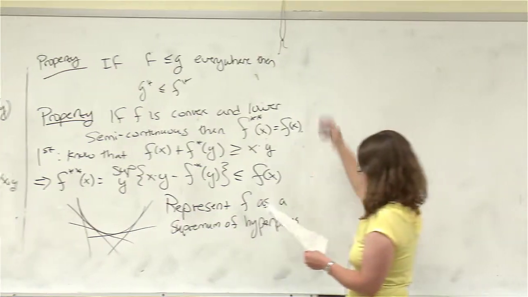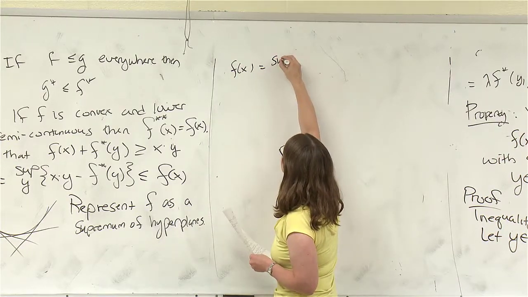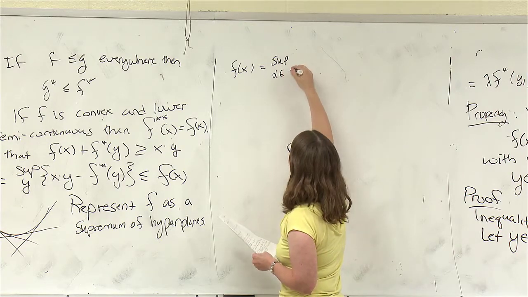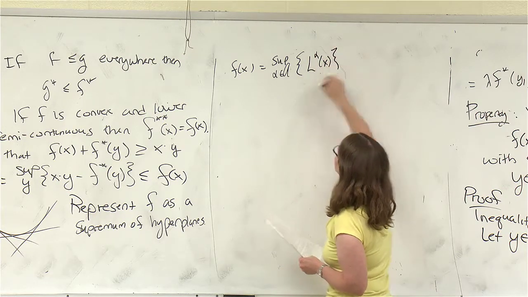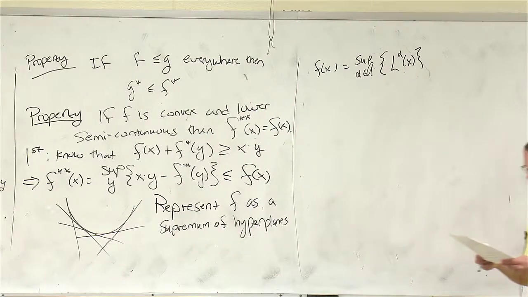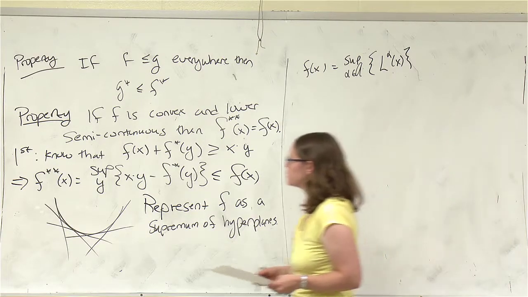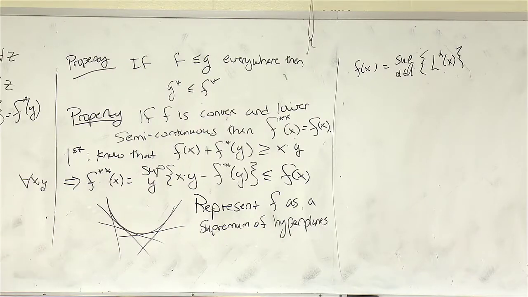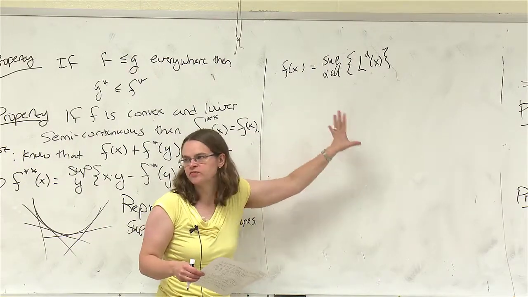Okay, so in other words, f of x is equal to the supremum over all alpha in some set, whatever it is, of L alpha of x, where each of these L's is one of these hyperplanes. And I want to use that to try to reverse this inequality. This representation is specific to the fact that we have a convex function.